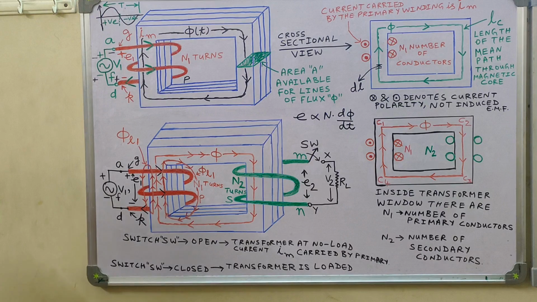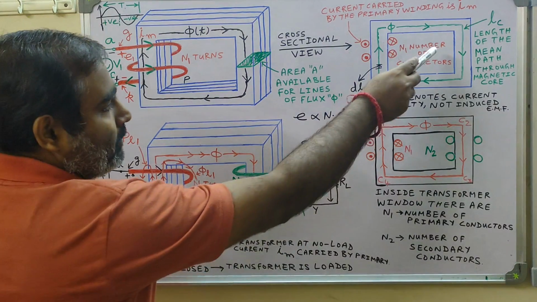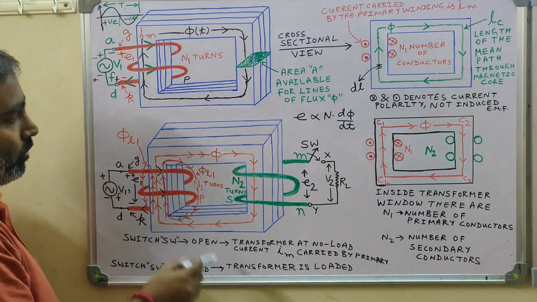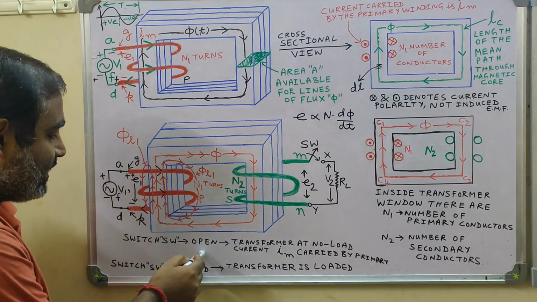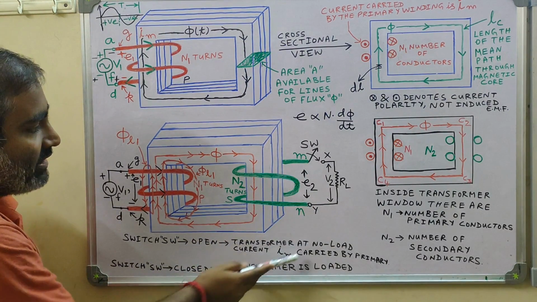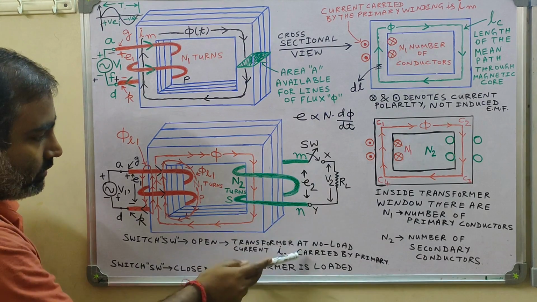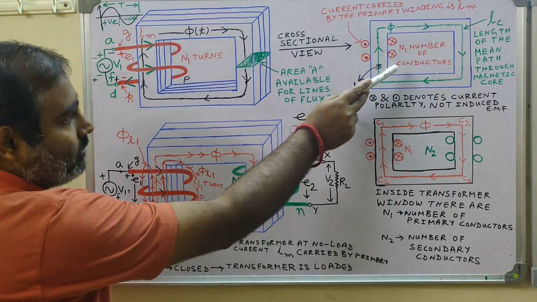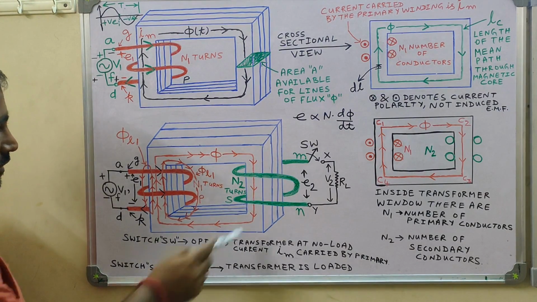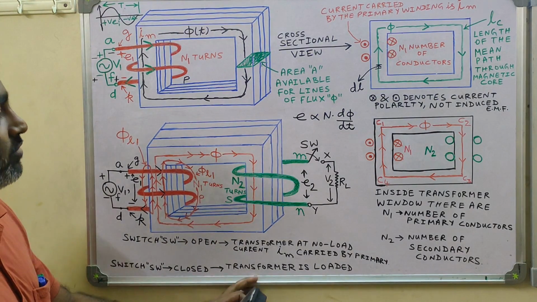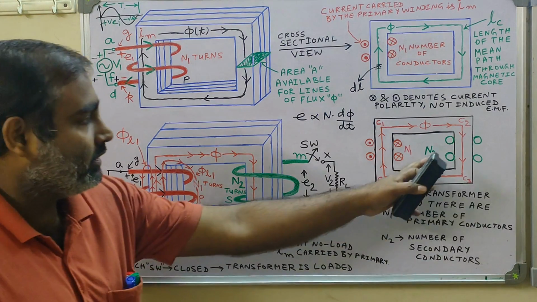Now, after saying this, let us take up these two diagrams to represent these two possible cases. I was saying that when the switch S is open, the transformer is at no load condition, so there will be one circuit like this one at no load condition. When the switch SW is closed, then the transformer is loaded. For that, this will be the circuit.